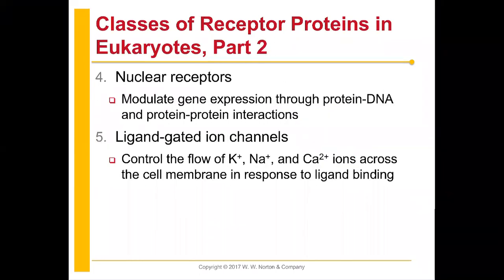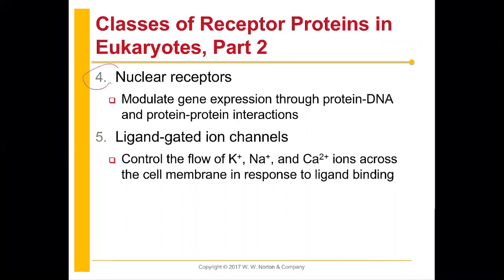These are really cool. You have nuclear receptors, which is not going to be covered so much in this chapter, but they modulate gene expression through either protein-DNA interactions or protein-protein interactions, right? And so that's in a different part of the book. Then the last one is ligand-gated ion channels. These are really similar to passive transport molecules that we talked about earlier, and they control the flow of sodium, potassium, calcium ions, but they control it in response to ligand binding. So sometimes they're open, sometimes they're closed, and ligand binding will control that opening and closing.